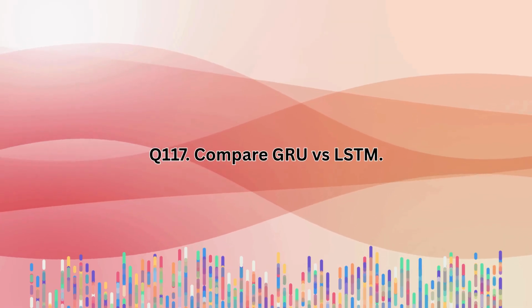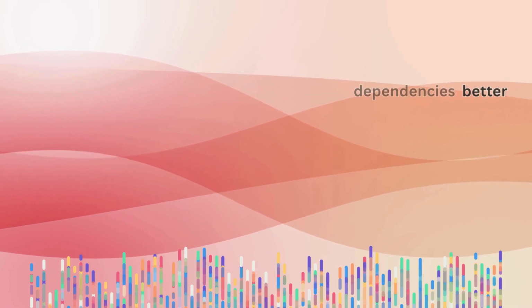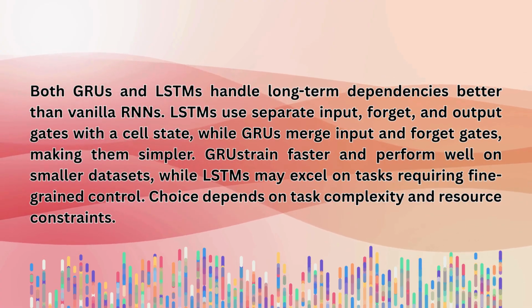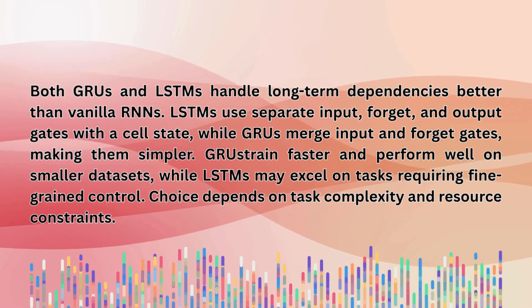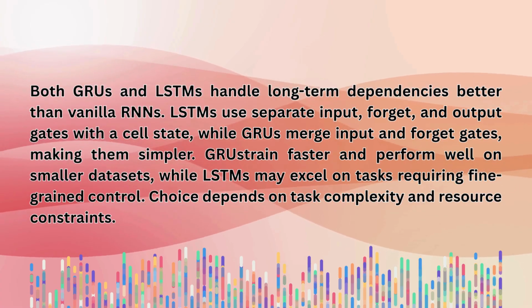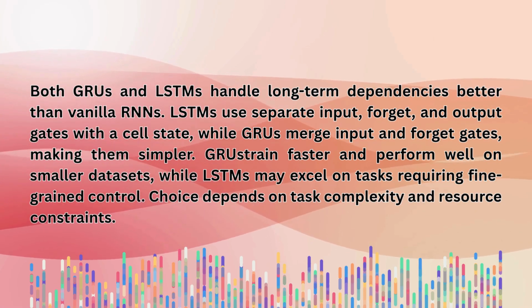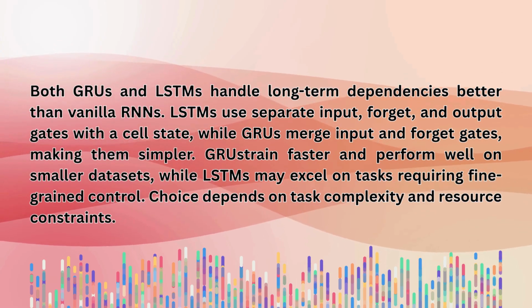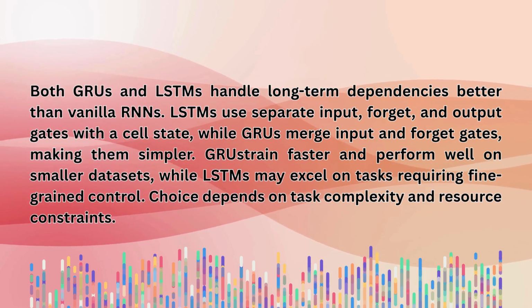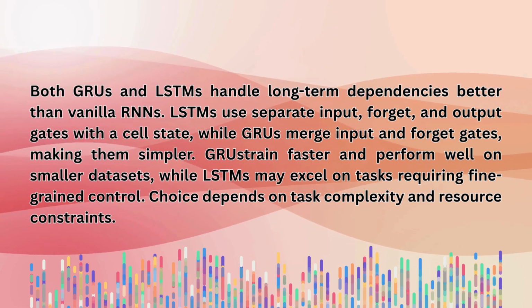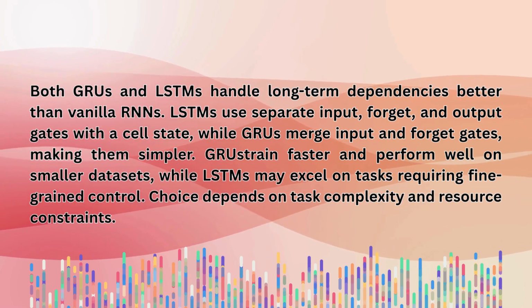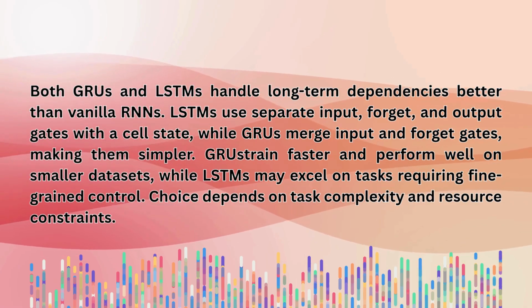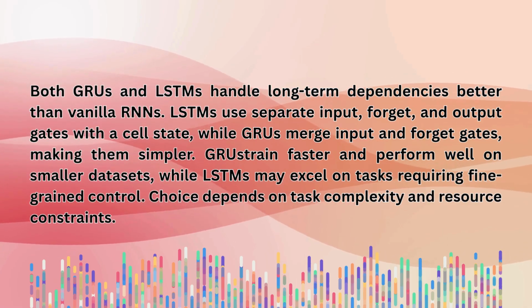Compare GRU versus LSTM. Both GRUs and LSTMs handle long-term dependencies better than vanilla RNNs. LSTMs use separate input, forget, and output gates with a cell state, while GRUs merge input and forget gates, making them simpler. GRUs train faster and perform well on smaller datasets, while LSTMs may excel on tasks requiring fine-grained control. Choice depends on task complexity and resource constraints.